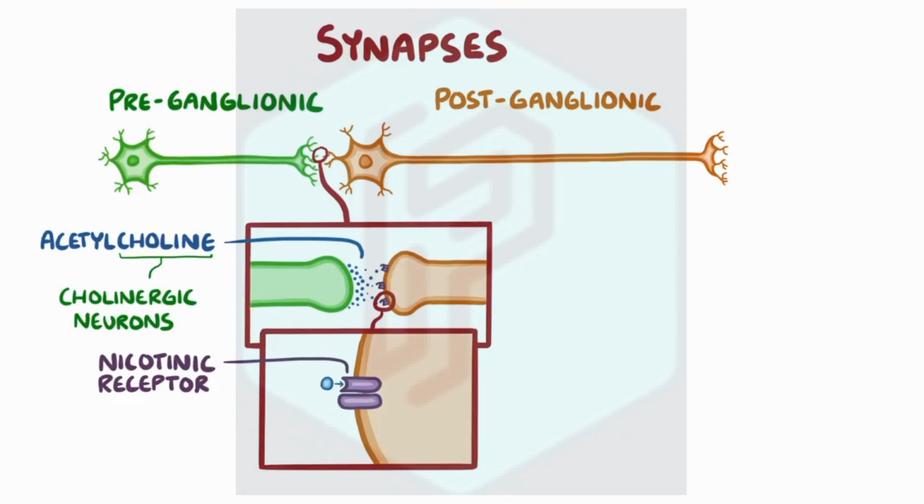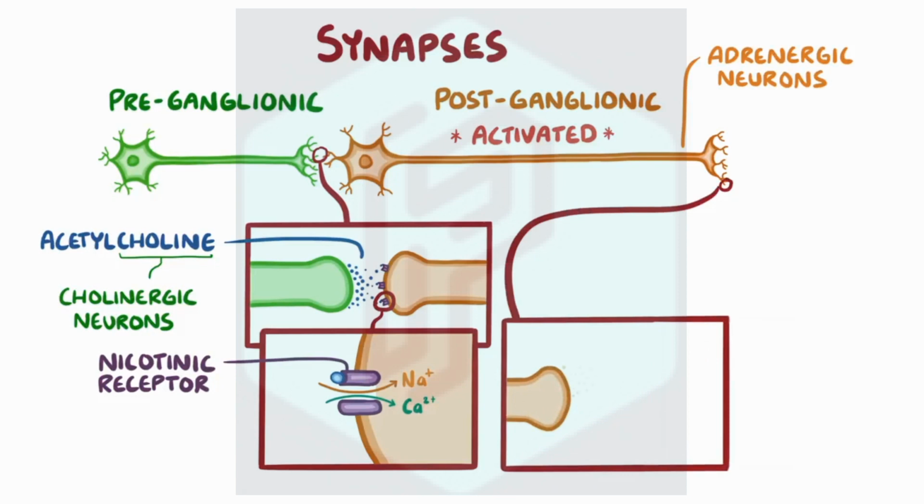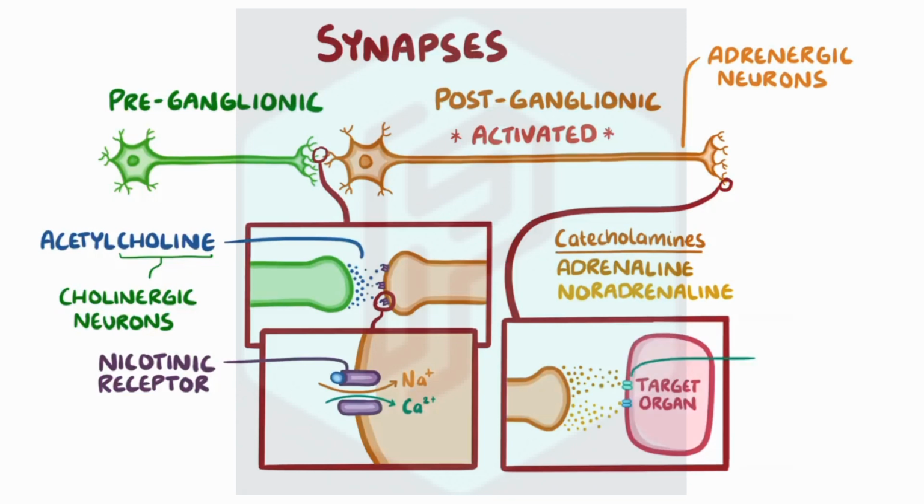Nicotinic receptors are ion channels that open when acetylcholine binds to them, and they allow positive ions, like sodium and calcium, to cross the cell membrane, activating the postganglionic neurons. Most postganglionic neurons are called adrenergic neurons because they release the neurotransmitters adrenaline and noradrenaline, which are collectively called catecholamines. Catecholamines activate the adrenergic receptors on the cells of the target organs.